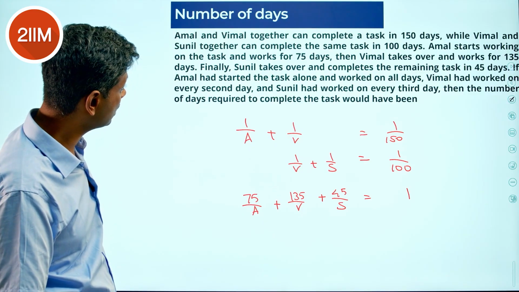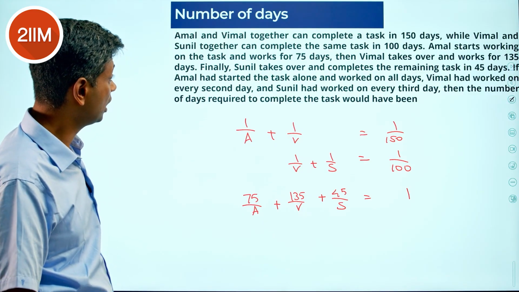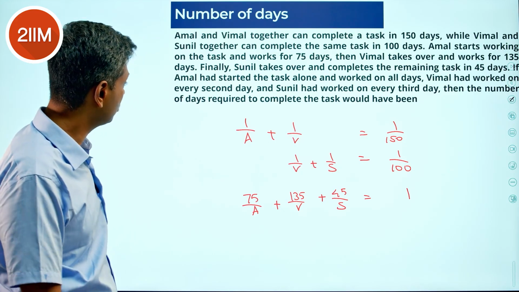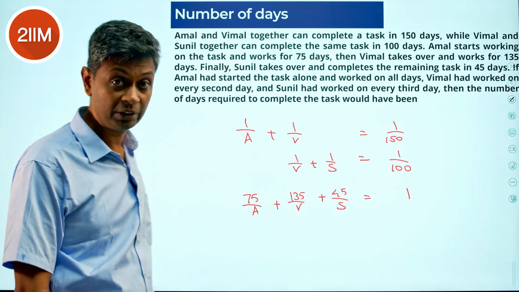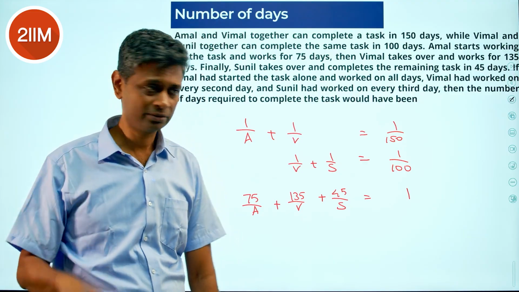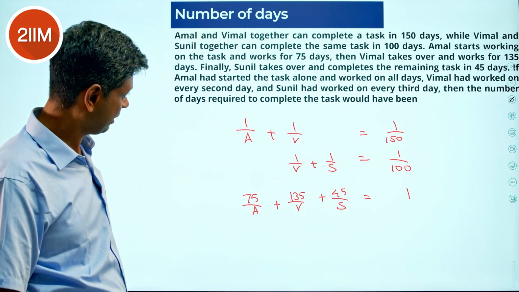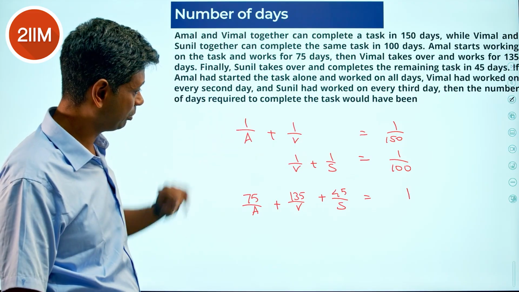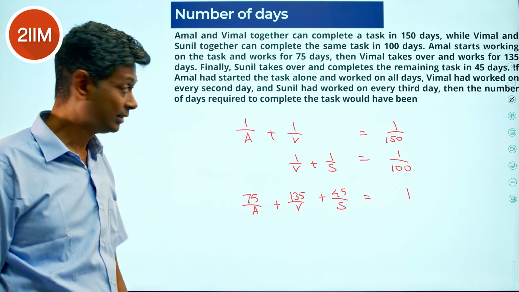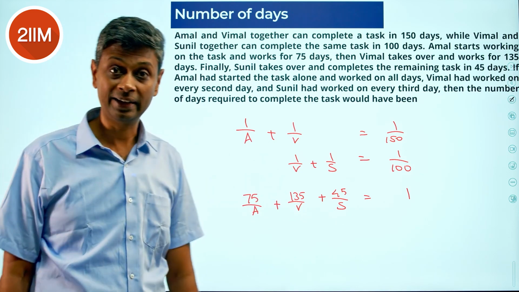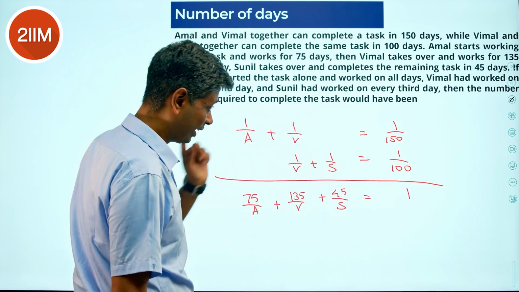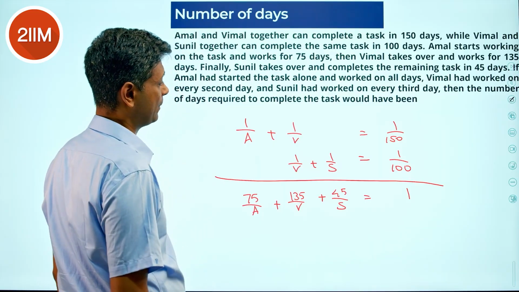If Amal had started the task alone and worked on all days, and Vimal had worked on every second day, Sunil had worked on every third day, then the number of days required to complete the task would have been... And so basically they're saying find A, B and S and then simplify after that. And so we subtract one from the other, V will disappear. We make V disappear again by doing something else here. Then we should be able to find A and S. What am I going to do? Subtract the first from the second. So we'll get 1 by S minus 1 by A.